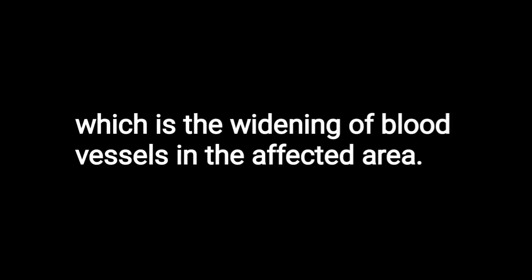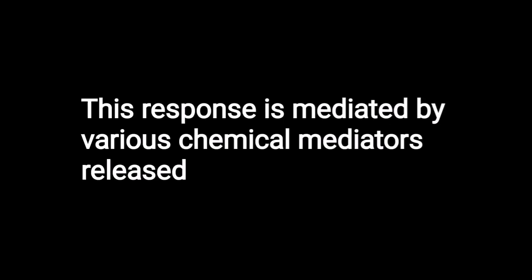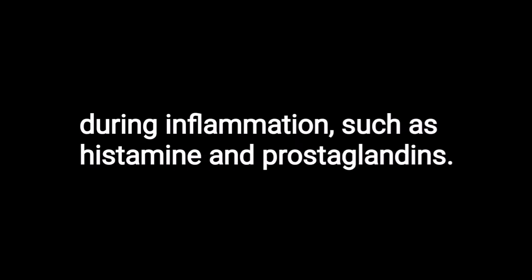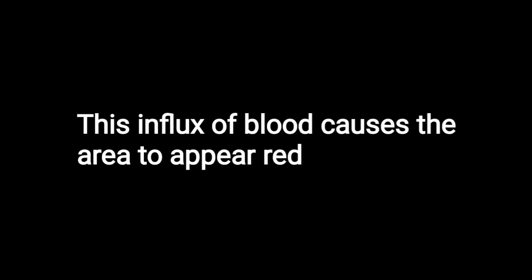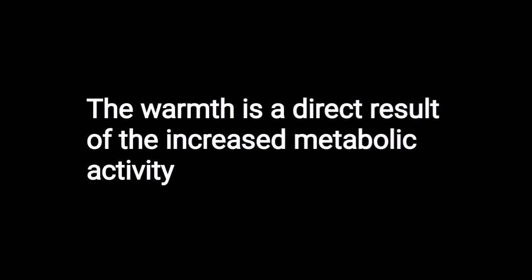Redness, or rubor, occurs due to vasodilation, which is the widening of blood vessels in the affected area. This response is mediated by various chemical mediators released during inflammation, such as histamine and prostaglandins. As blood vessels dilate, more blood flows to the injured tissue, resulting in increased oxygen and nutrient delivery. This influx of blood causes the area to appear red and is often accompanied by warmth, or calor, due to the elevated blood flow. The warmth is a direct result of the increased metabolic activity and blood flow in the inflamed area.